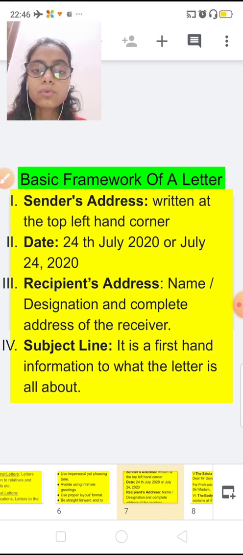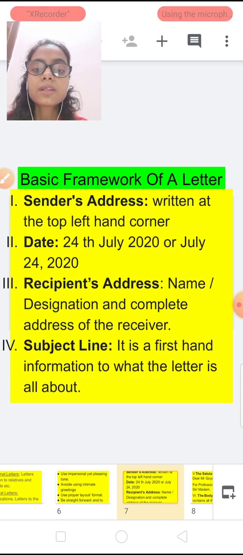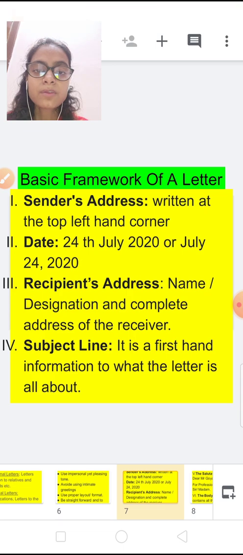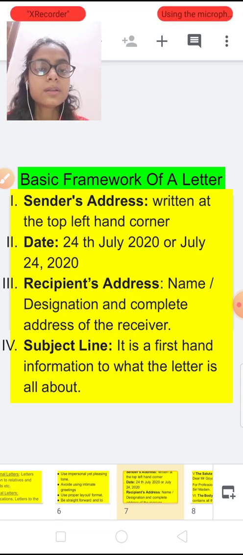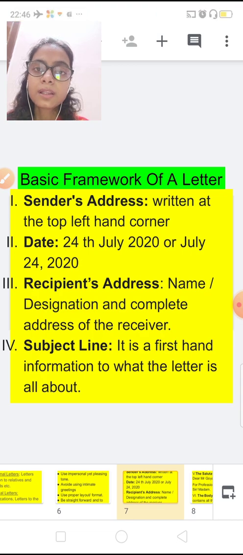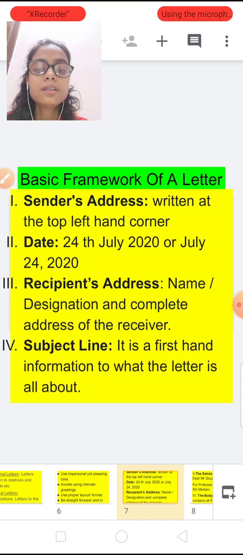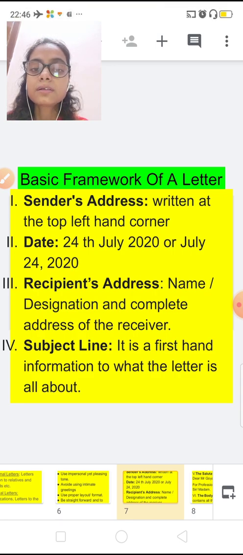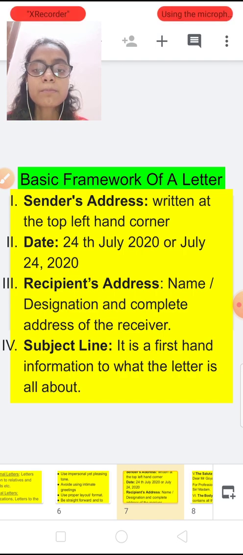Don't be confused. I am saying again, if in the question the sender name is given, then you should write the same name, whether you are a girl or a boy. But if no name is given in the question paper, then only you can write your own name. Then the date, which means the date on which you are writing the letter. The way to write a date I have already given. Two examples I have written, so you should follow that.